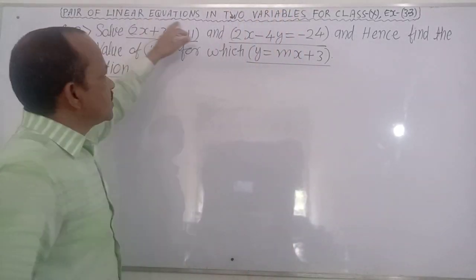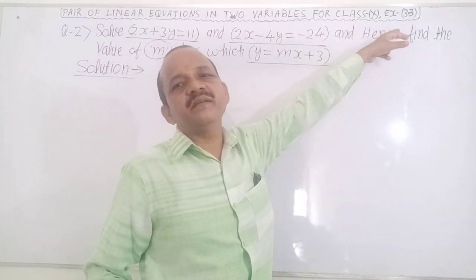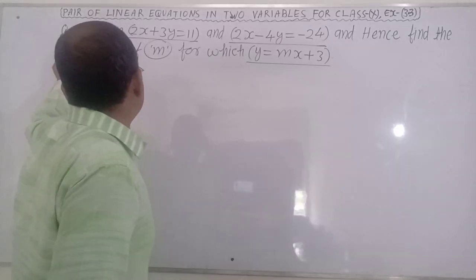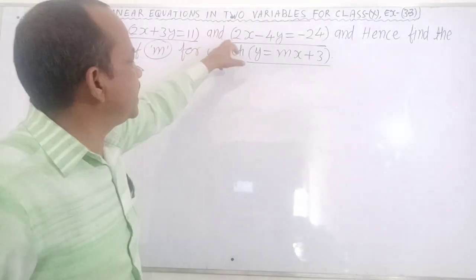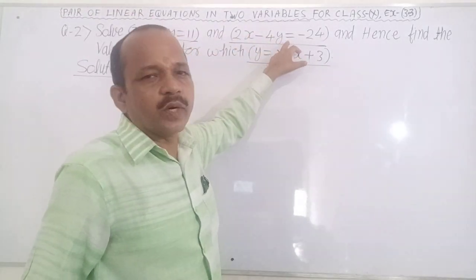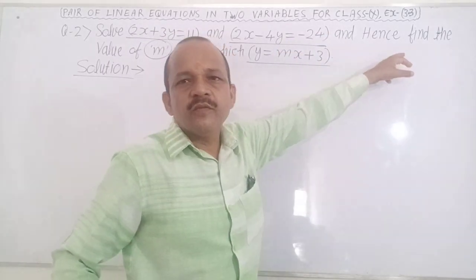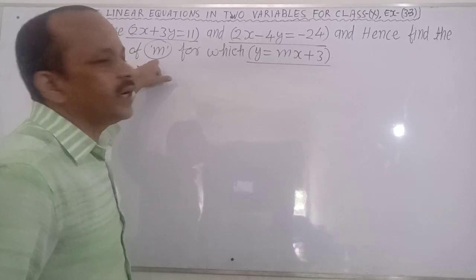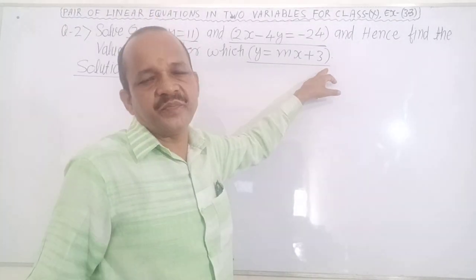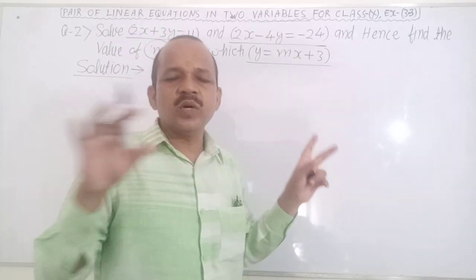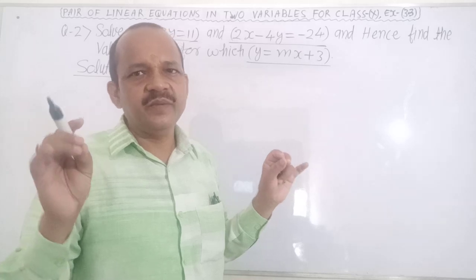Pair of linear equations in two variables for class 10, exercise 3.3, question number 2. Solve 2x plus 3y equal to 11 and 2x minus 4y equal to minus 24, and hence find the value of m for which y equal to mx plus 3. It is clear? No confusion about it. Very good. It is very easy. See the board.